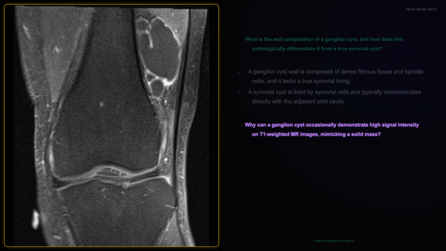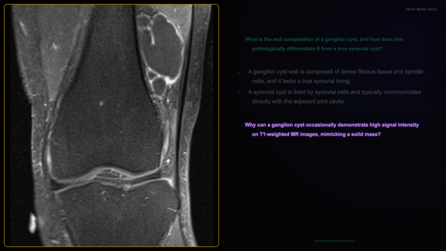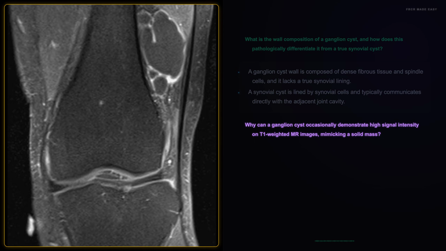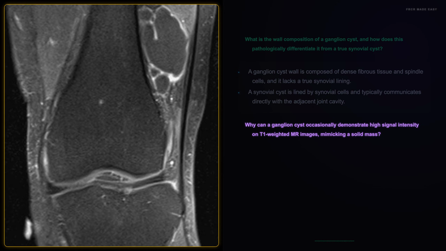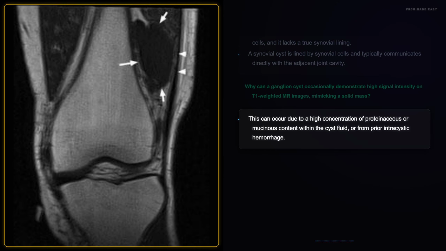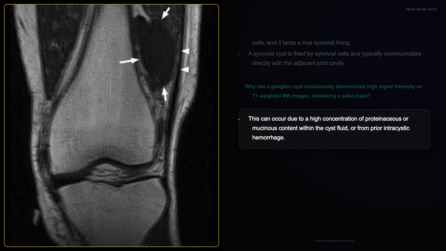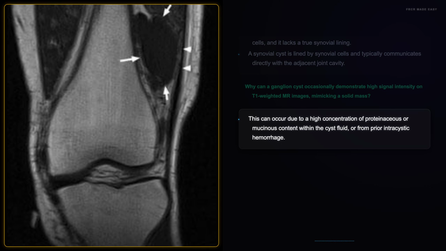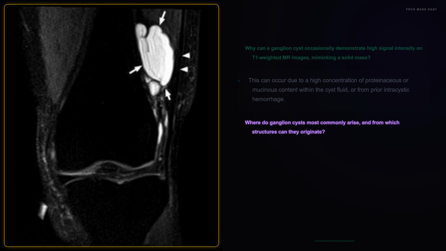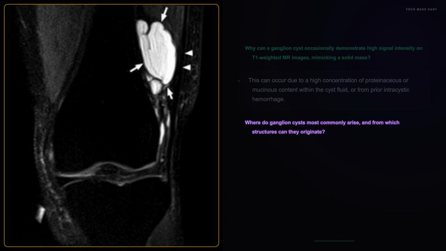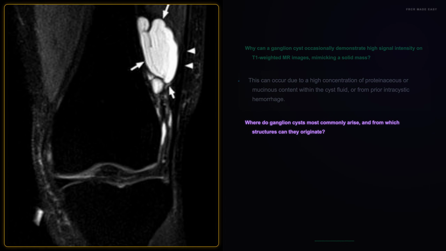Why can a ganglion cyst occasionally demonstrate high signal intensity on T1 weighted magnetic resonance images, mimicking a solid mass? This can occur due to a high concentration of proteinaceous or mucinous content within the cyst fluid, or from prior intracystic hemorrhage. Where do ganglion cysts most commonly arise, and from which structures can they originate?